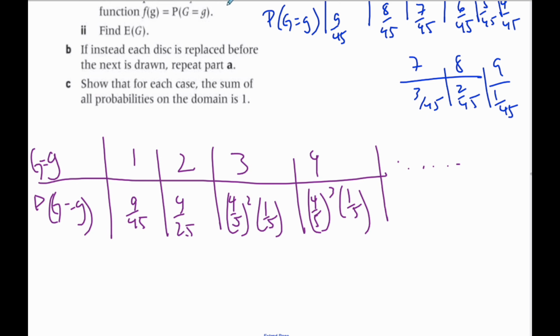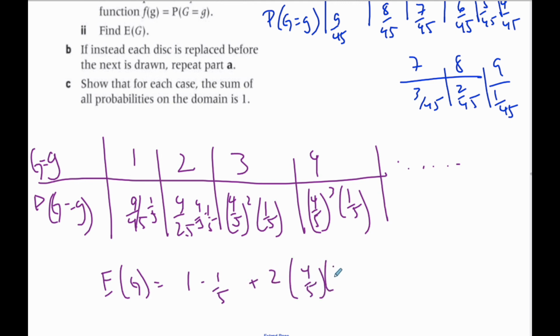And so now if I want to come along and find the expected value of G, well, this here is 1/5. This is 4/5 times 1/5. So I'm going to go 1 times 1/5 plus 2 times 4/5 times 1/5 plus 3 times 4/5 squared times 1/5, and so on. I'm going to do that infinitely. And this sum apparently adds up to 5.